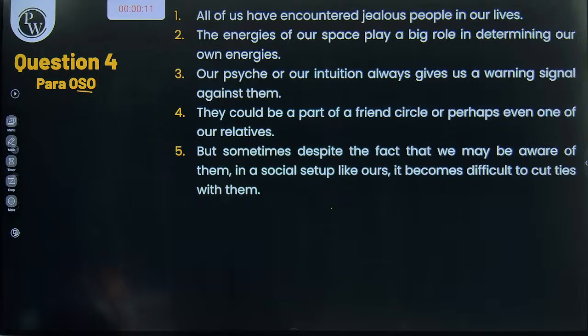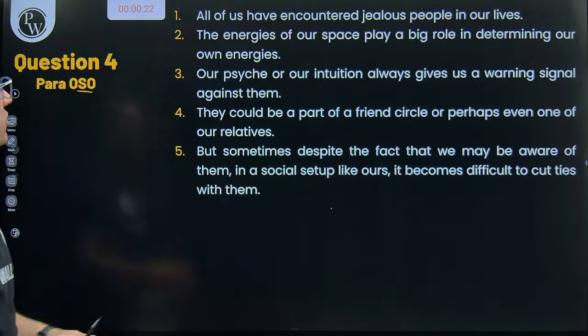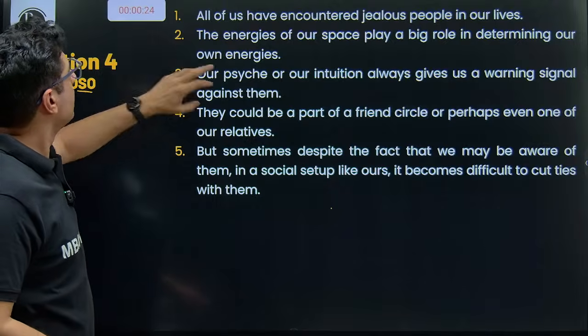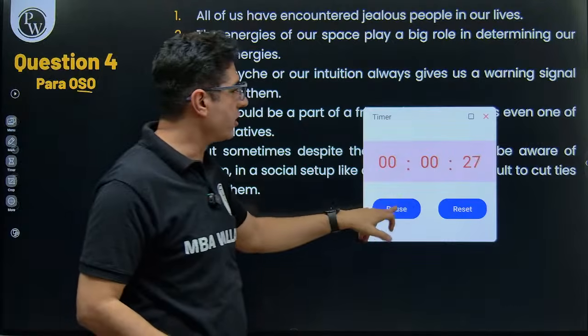Ujjwal, if you read the directions, 4 of these belong to the same paragraph, one does not, and that is why it is called the odd one out. So you need to identify the one which does not fit in with the other 4.